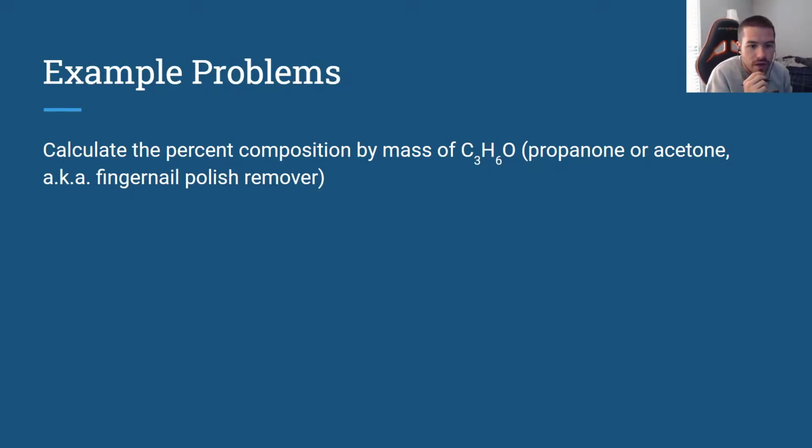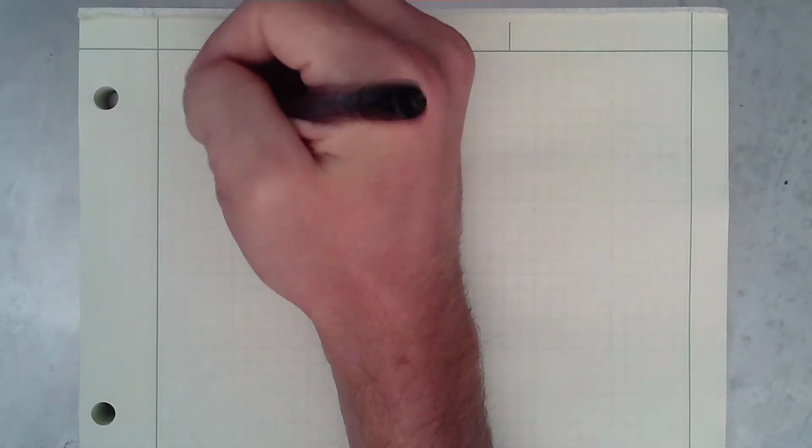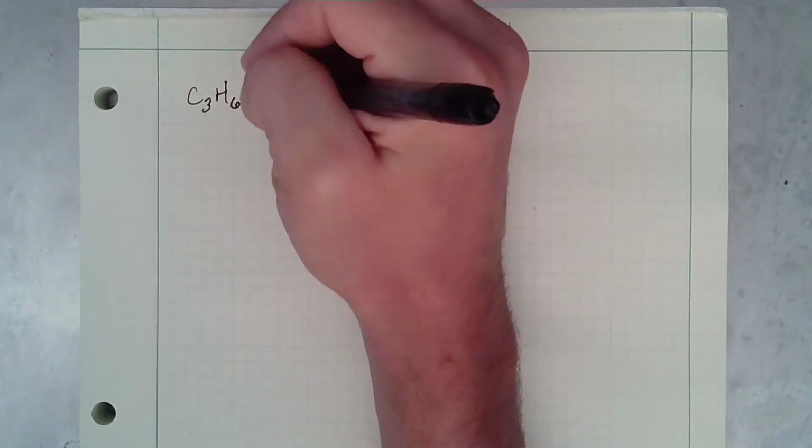Okay? So, let me go back and show you that problem one more time. We need to calculate the percent composition by mass of C3H6O, which is propanone or acetone, aka fingernail polish remover. That's all that we have to start. So let's go ahead and write this down. C3H6O.